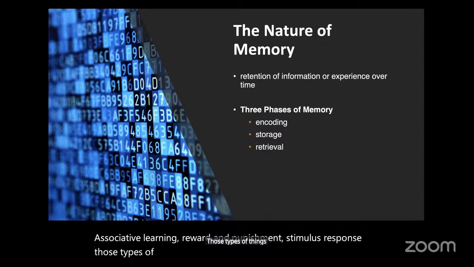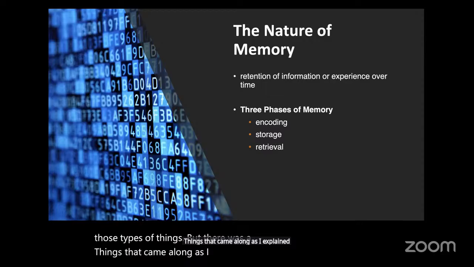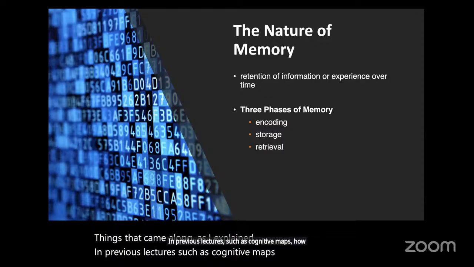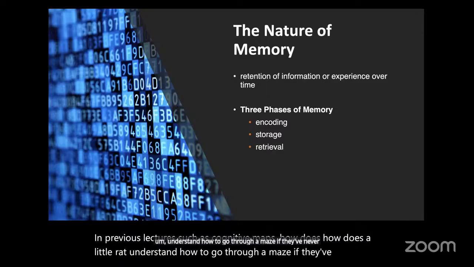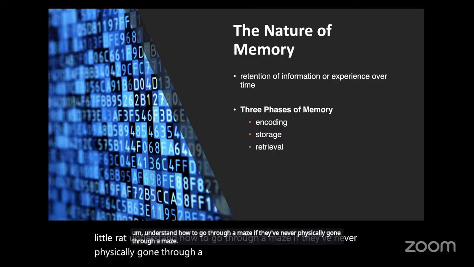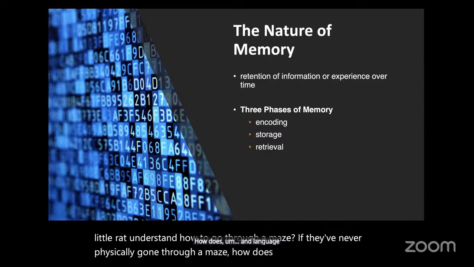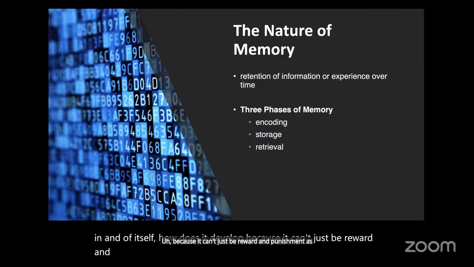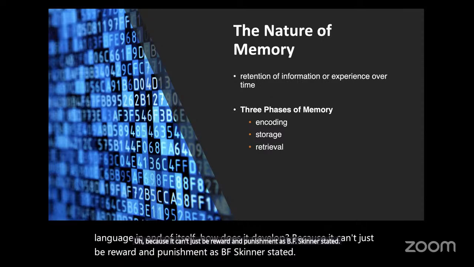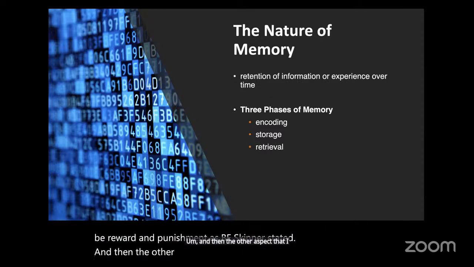But there were things that came along, as I explained in previous lectures, such as cognitive maps. How does a little rat understand how to go through a maze if they've never physically gone through a maze? And how does language in and of itself develop? Because it can't just be reward and punishment, as B.F. Skinner stated.